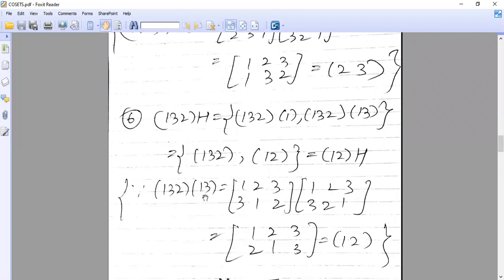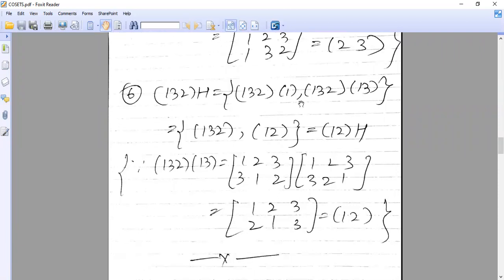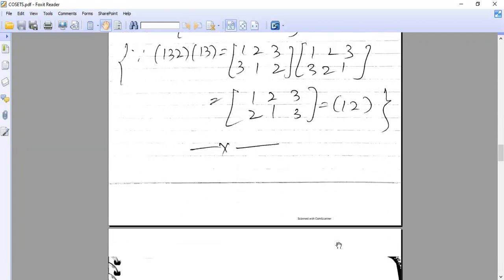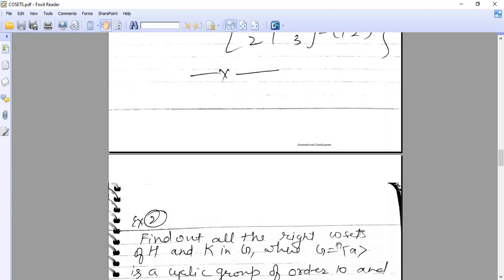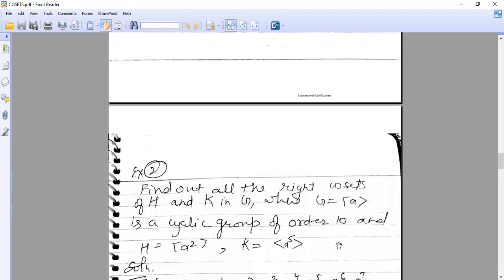Now (1 3 2)H. So (1 3 2)H means (1 3 2) into 1, (1 3 2) into (1 3). (1 3 2) into 1 will give you (1 3 2), and (1 3 2) into (1 3), you can check this calculation, it will give you (1 2). So these were the 6 cosets because the group G has 6 elements. Every element is multiplied from the left, one by one, with all the elements of H, and you get 6 cosets. So this is how you find cosets. Similarly, you can find right cosets also. If you multiply elements of the group from the right, then that will give you the right coset.